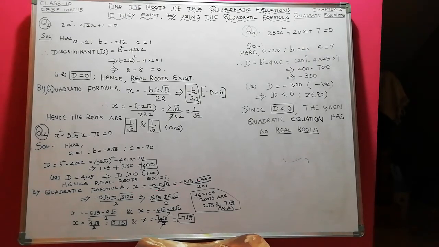So by making use of the quadratic formula, that is x equal to minus b plus or minus root d by 2a. Now let us substitute the value of d there, that is minus 5 root 5 plus or minus square root of 405. Okay, square root of 405 is not a perfect square, but you can split it as 81 into 5. So 81 is a perfect square, so you can take the square root of 81 as 9 outside. So you are getting minus 5 root 5 plus or minus 9 root 5 by 2.